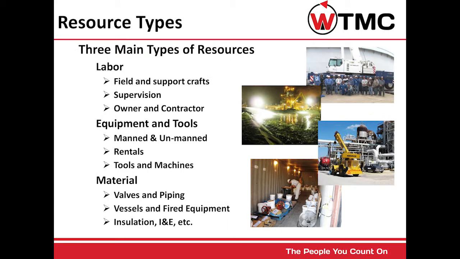Resource types. There are three main types of resources. There is labor, which could be field and support crafts, supervision, or owner and contractor. The second type are equipment and tools. Those can be manned and unmanned. They can be rentals, and these are tools and machines. Material resources may be valves and piping, vessels and fixed equipment, insulation, instrumentation and controls, etc.